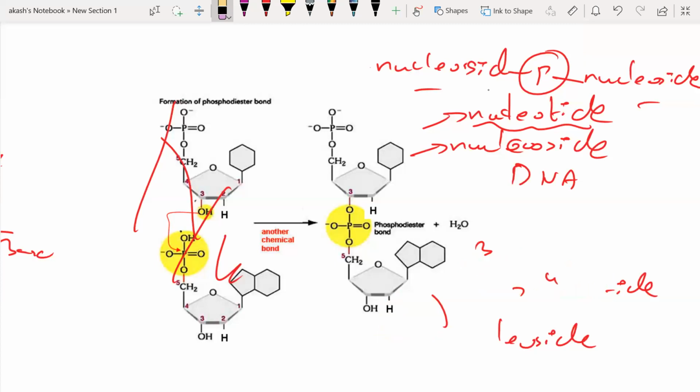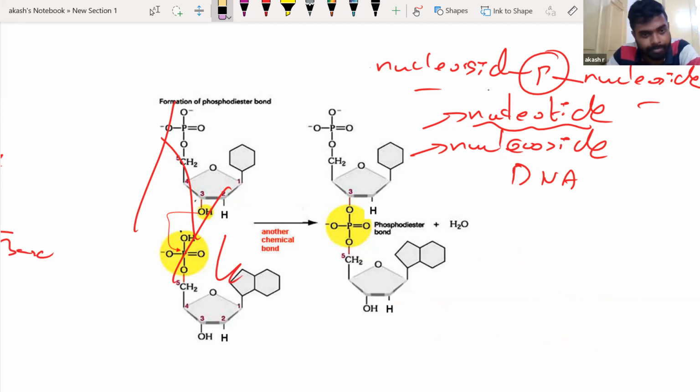Sir, I have a doubt. Yeah, go on. Sir, it's not like you're introducing phosphorus, right? It's already present in the compound. Yeah, it's 100% in the body. Yes, absolutely. So how can two nucleosides form a bond? It will always be either between a nucleotide and a nucleoside or between two nucleotides. Correct. Two nucleosides cannot form a bond.